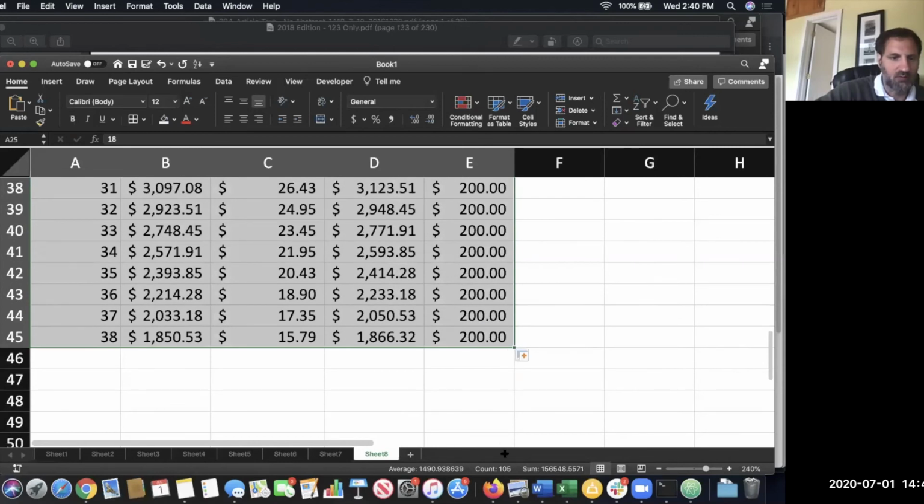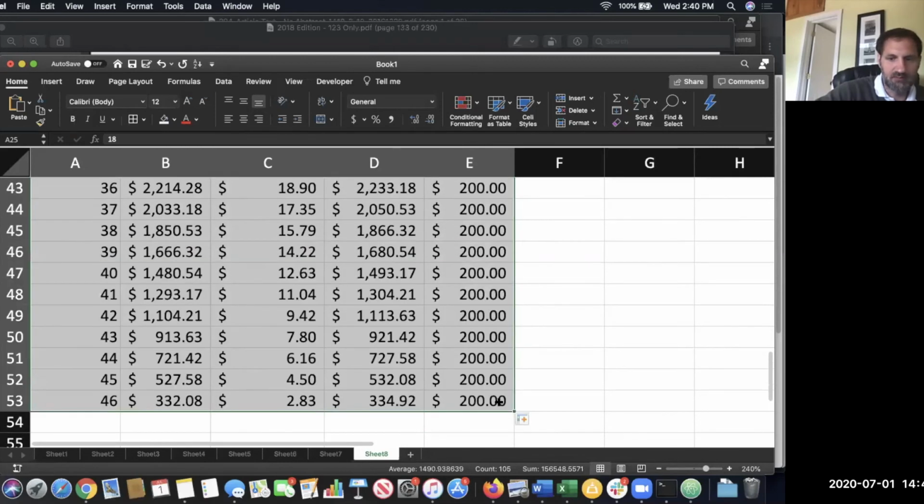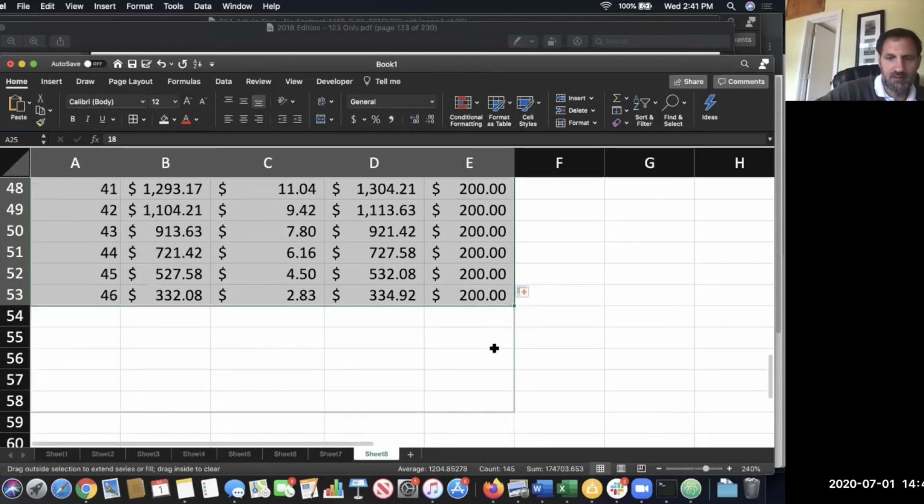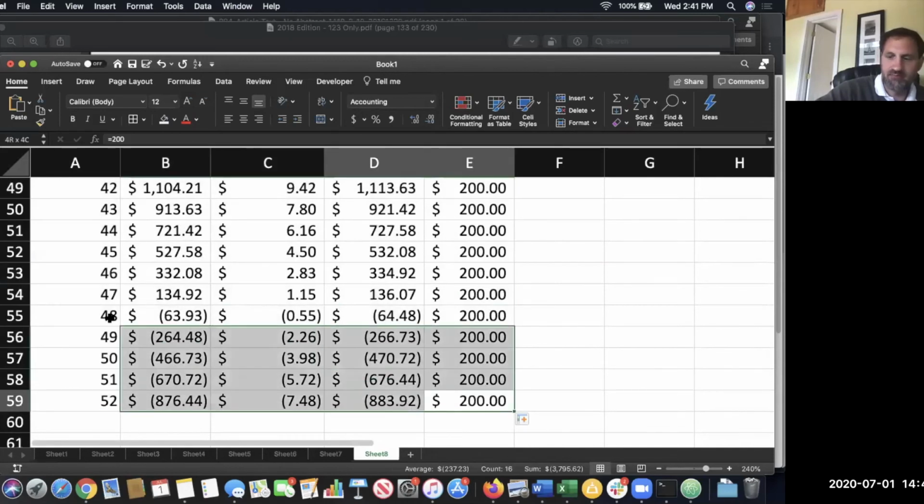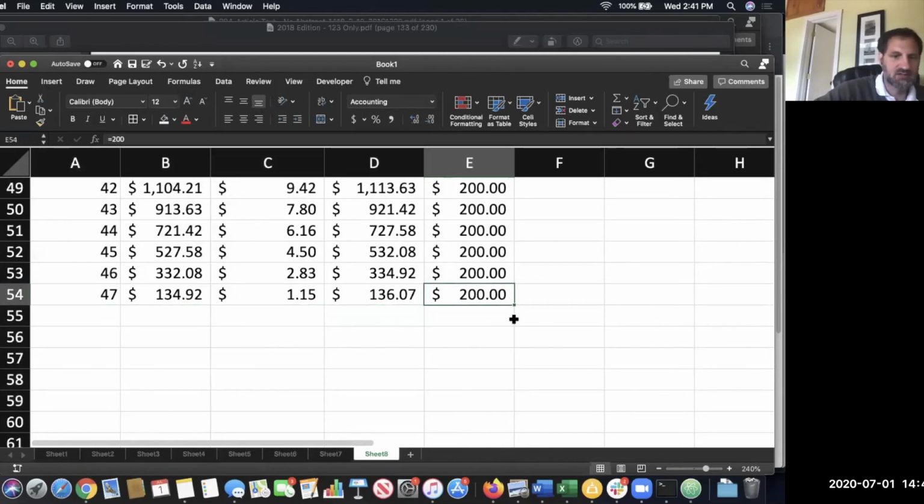Kind of lost track of where I was there. So there we go. And there we go. Now these parentheses are indicators that I've gone into the negative. So these are months that I don't need. And this last month, I don't have to pay $200.